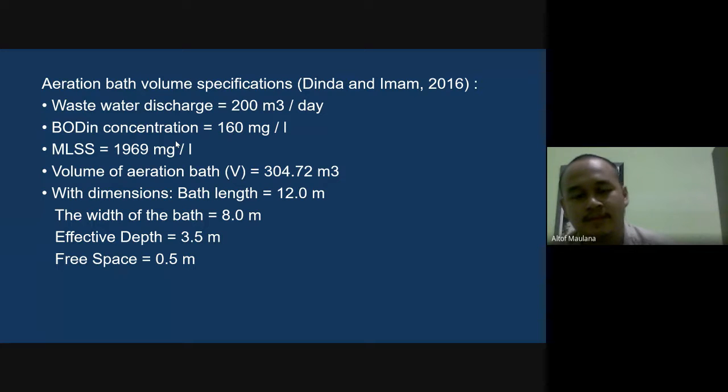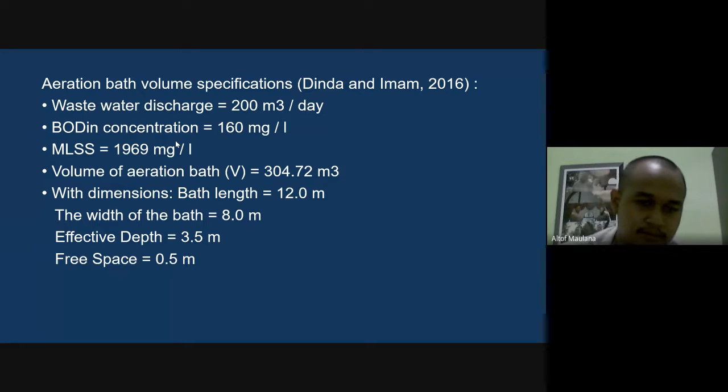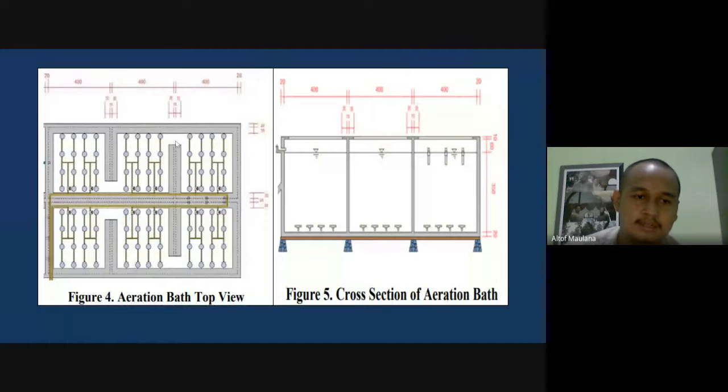72 cubic meters, with the dimensions of bed length 12 meters, the width of the bed 8 meters, the effective depth 3.5 meters, and a free space of 0.5 meter. Here is the figure of the aeration bed from the top and the cross section of the aeration bed.